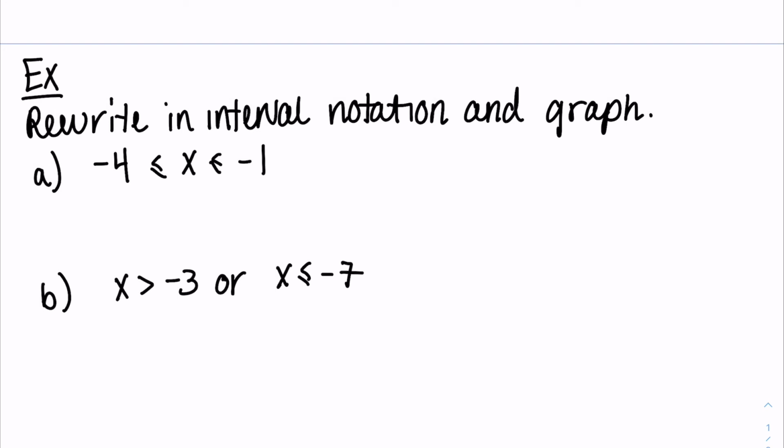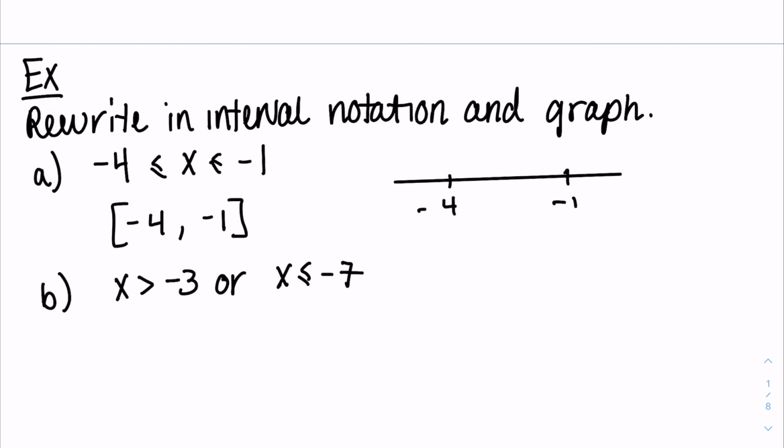So x has to be trapped between -4 and 1, and we can equal both of those endpoints. So we put square brackets around -4 and 1. To graph this, we'll go ahead and put -4 and 1 there. You can equal both of those endpoints, and then you can hit everything in between. Make sure you make a good distinction between a closed circle and an open circle.